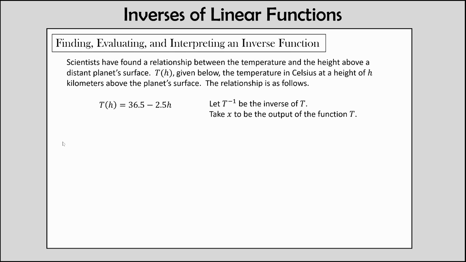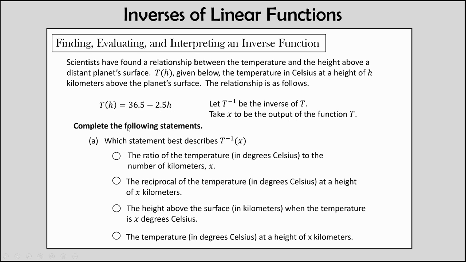Now what does H represent? Kilometers. So you tell me the distance off of the surface and I'll tell you the temperature. You give me a distance in kilometers, 3 kilometers. I'll put 3 in place of the H. I'll do the calculations. I'll tell you what the temperature should be at 3 kilometers off this planet's surface. That's what this equation is doing.